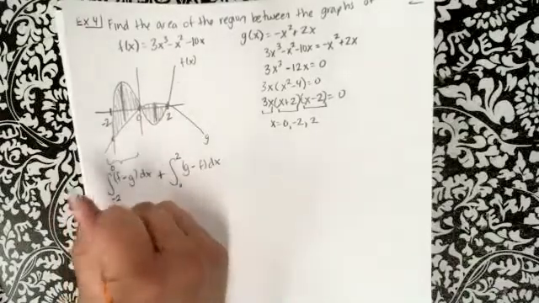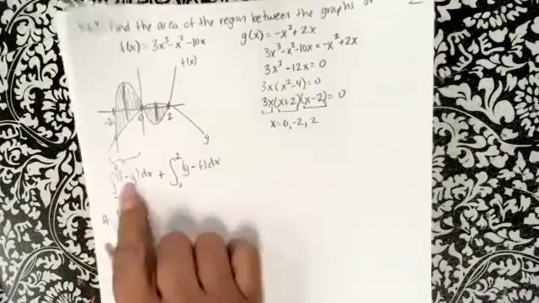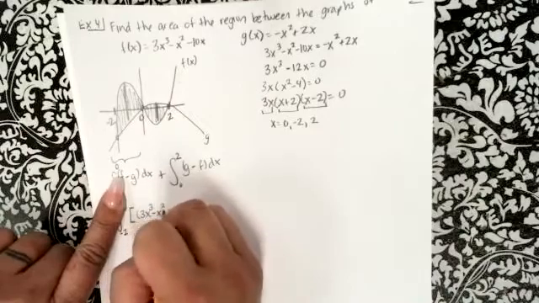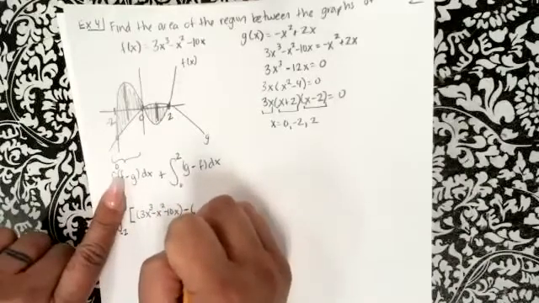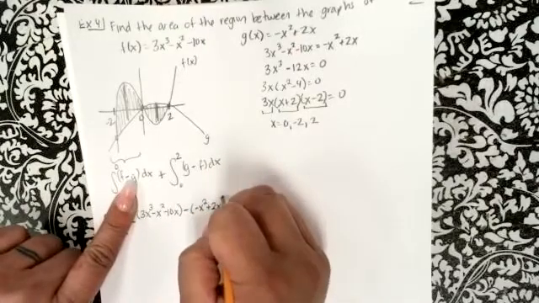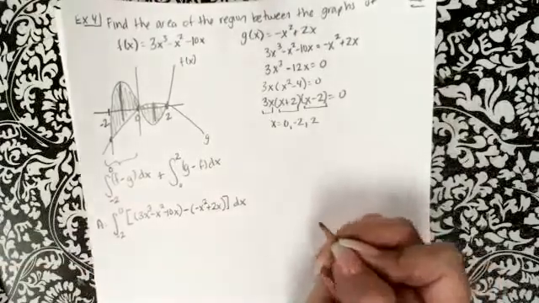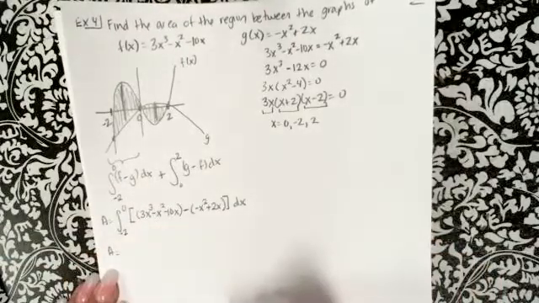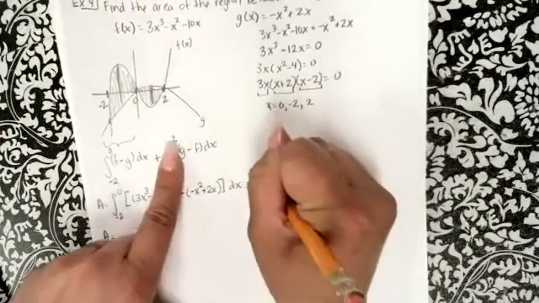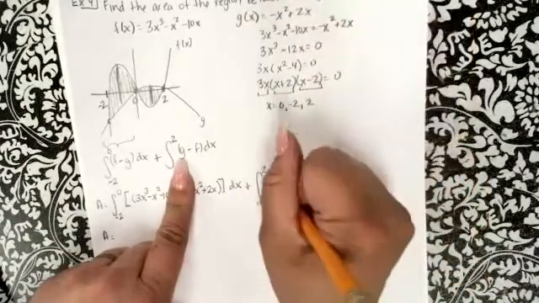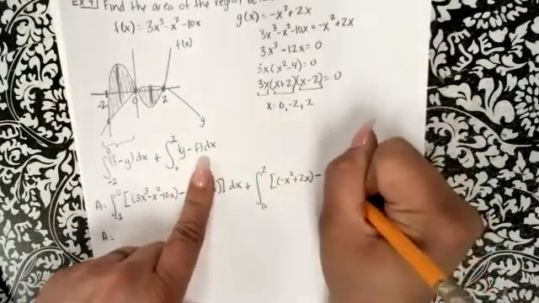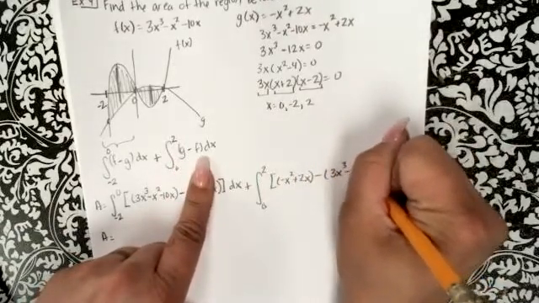So let's do negative 2 to 0. F of x goes first, so that's 3x cubed minus x squared minus 10x, subtract the g of x, which is negative x squared plus 2x. Plus, now this is going to go from 0 to 2. The g of x goes first, which is negative x squared plus 2x, minus the f of x, which is 3x cubed minus x squared minus 10x.